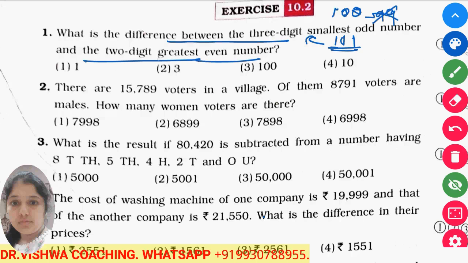And which is the 2-digit greatest even number? Just now we saw the 2-digit greatest number is 99, but we want even. So 98 is the 2-digit greatest even number.